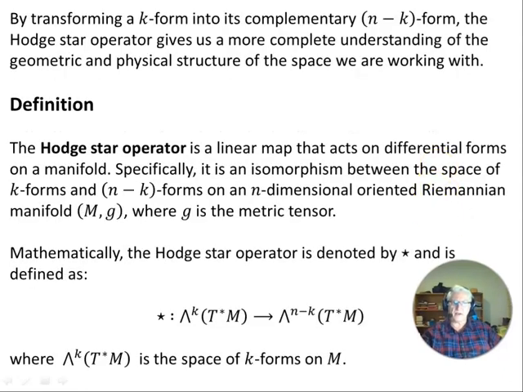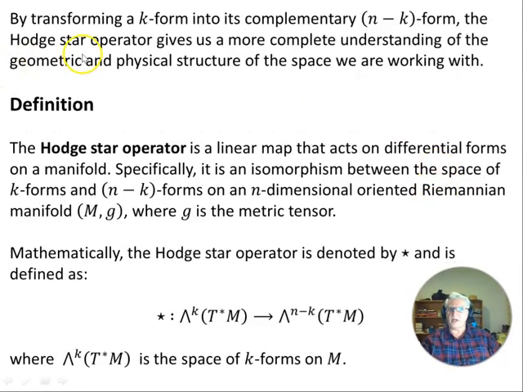By transforming a k-form into its complementary n minus k form, where n is the dimension of the space and k is the degree of the form, the Hodge star operator gives us a more concrete, complete understanding of the geometric and physical structure of the space we are working with. So let's have a look at the definition here.